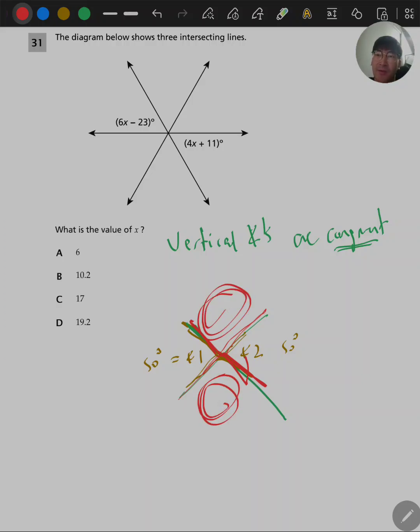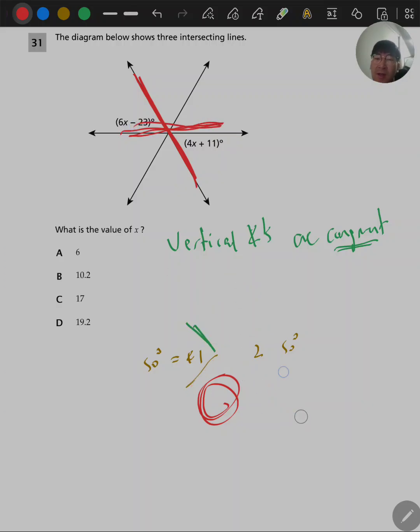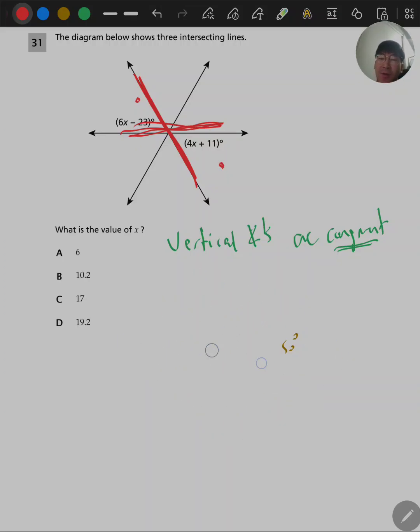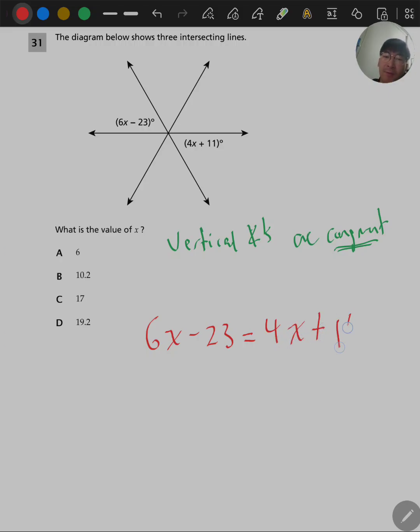Okay, so here, look for the x. So the x is here, right there, these two. So that means these two angles are congruent or equal. So I have to set those things equal to each other. So then I have to do 6x minus 23 is equal to 4x plus 11. And I have to solve for x.